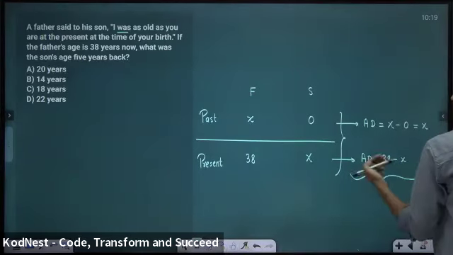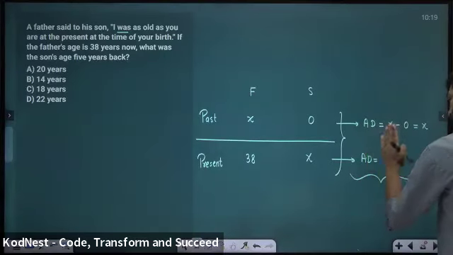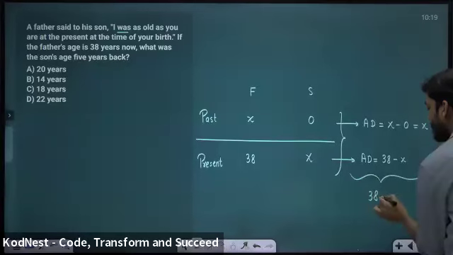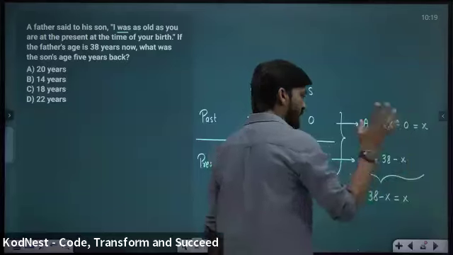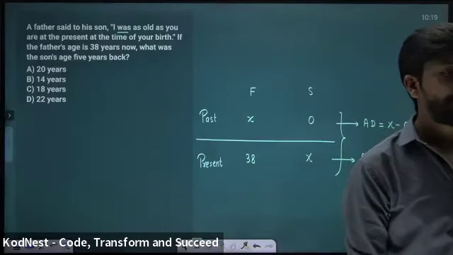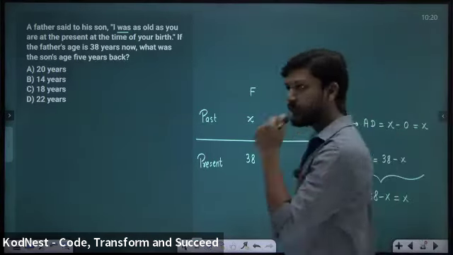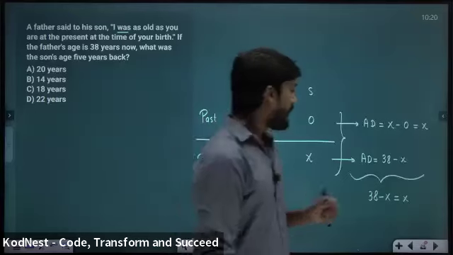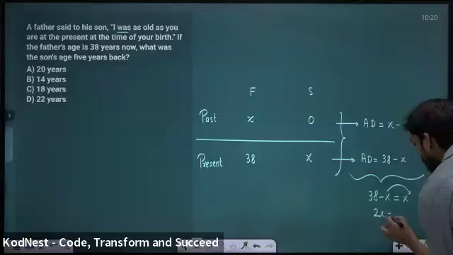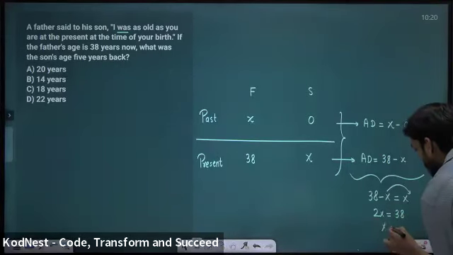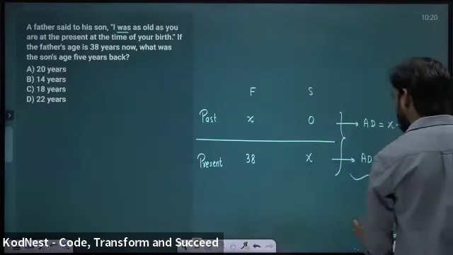As per the knowledge which we have, age difference is never changing. Age difference is always constant. So can I say 38 minus x should be equal to x? Both these values must be same, yes or not? Please solve it. How much x value you will get? 19. So this x will go there as plus x. So 2x equal to 38. So x equal to 19.